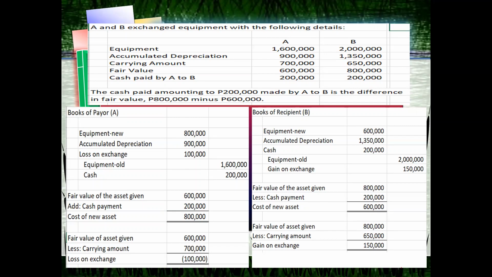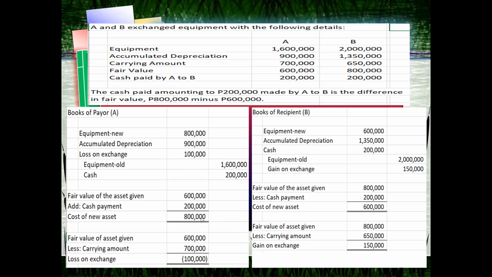So as what we have mentioned earlier, the cost of the new asset of the payer is equivalent to the fair value of the asset he has given plus the cash payment. So in this case, we'll have 600,000 and add natin yung cash payment na 200,000. So the cost of the new asset will be 800,000.